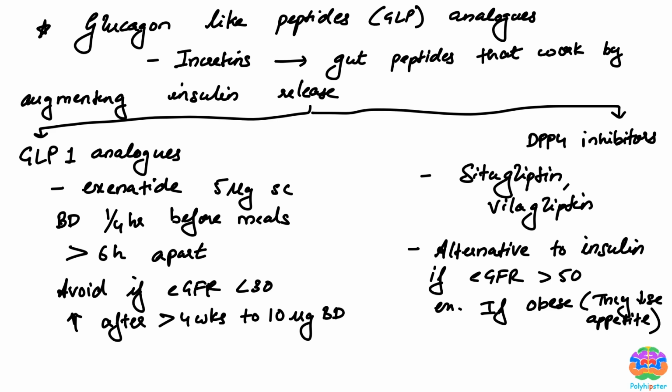Examples of GLP-1 analogs include exenatide, given at a starting dose of 5 micrograms subcutaneously, twice a day, 15 minutes before meals. It is given 6 hours apart, and it should be avoided if eGFR is less than 30. The dose should be increased 4 weeks later to 10 micrograms twice a day.